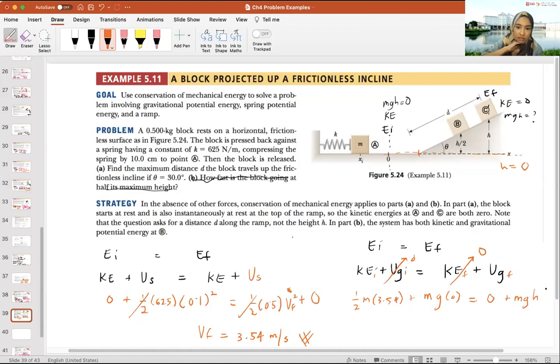Okay, so now my question is, can I say that I reach the same height from here to here versus if I start from here to here? Will I reach the same height? I'm not asking about D, I'm asking about height. Will I reach the same height if my KE is converted into MGH over here, versus if I have a different V over here to this point?